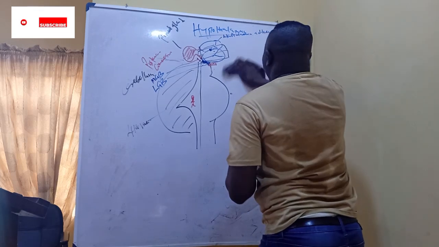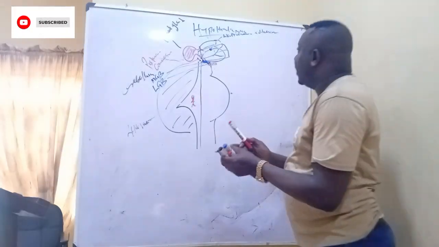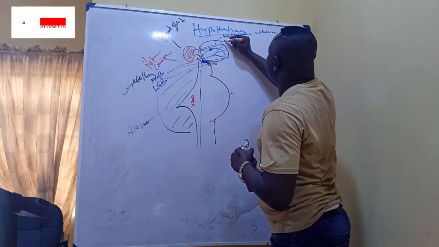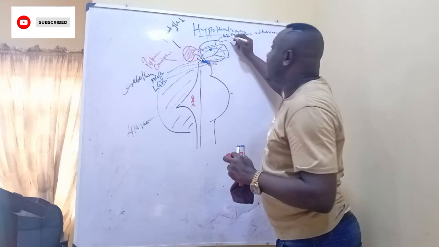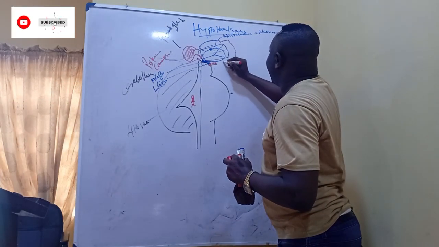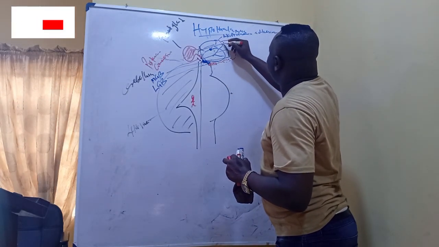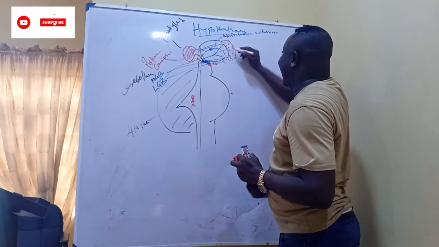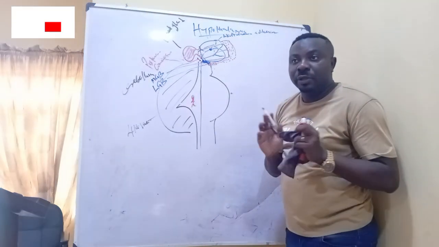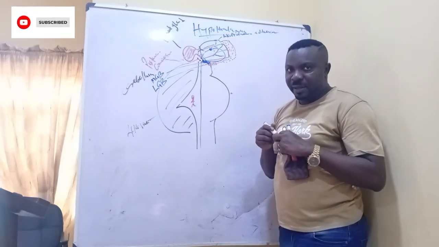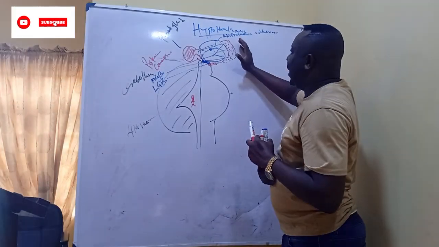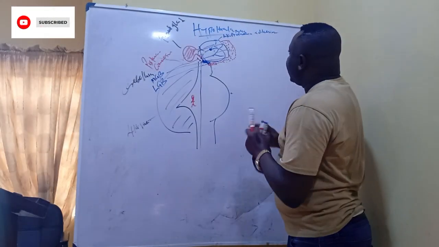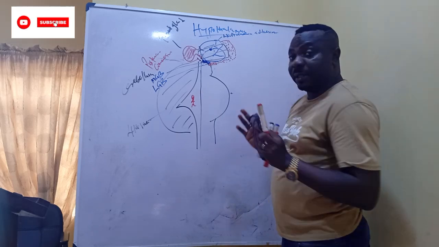The hypothalamus is lying in front, or anterior, to the thalamus and the third ventricle. So I can say that it is anterior and also inferior to the thalamus. Do you understand this?